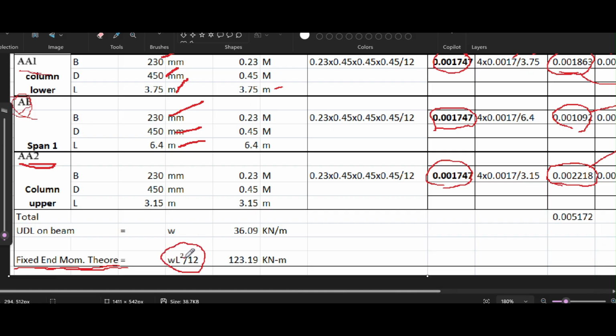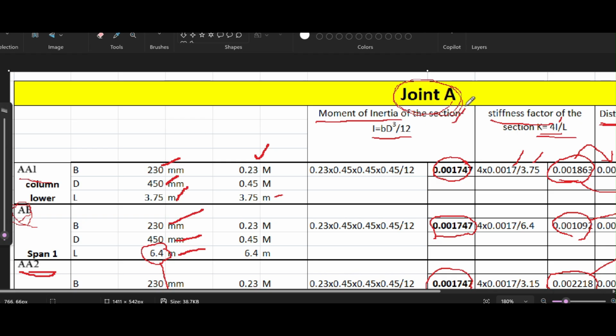This is the formula. W is nothing but the uniformly distributed load. As I said previously, in the usual calculation of finding the column axial load or bending moment in the beams, this uniformly distributed load is more important. That we have already calculated in the previous sessions. And the length is available. This is 6.4 meter as far as the beam is concerned. We are filling L as 6.4 meter, W as 36.09, divided by 12, this value comes as this much. This is the bending moment in kilonewton meter. This calculation we have done is for joint A only.